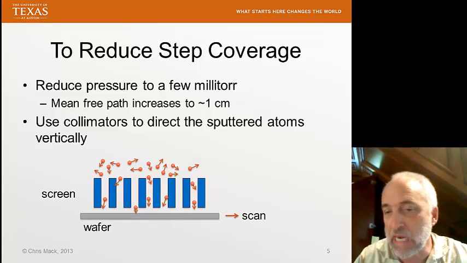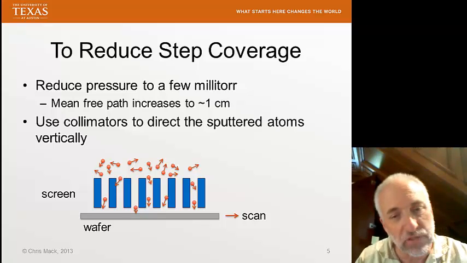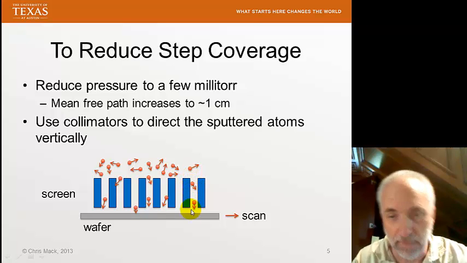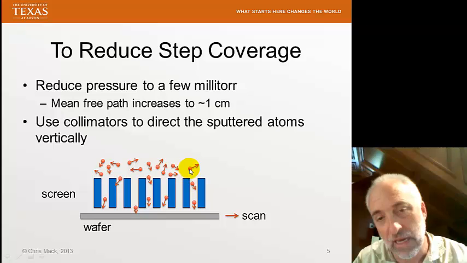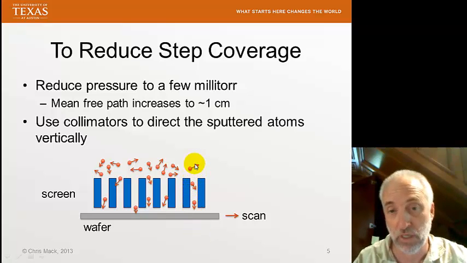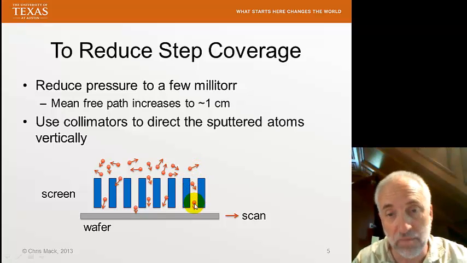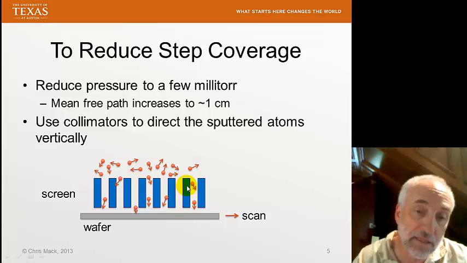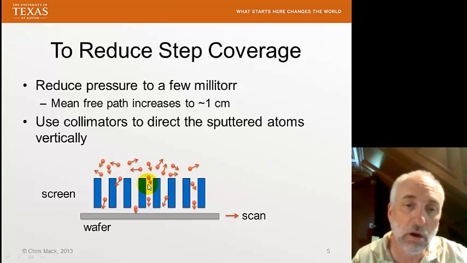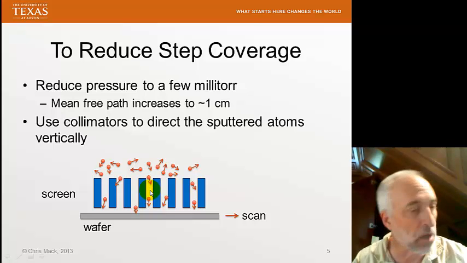But we'll put this screen above the wafer. And the screen has some openings in it that are tall enough such that any random target atom moving in a random direction that goes into this will not be able to make it through unless it's going fairly vertically. And so if it's going fairly vertically, it can make it through this screen. And if the thickness of the screen and the distance to the wafer is less than a centimeter, and the mean free path is a centimeter, once a target atom makes it into the screen, it's unlikely to have a collision.